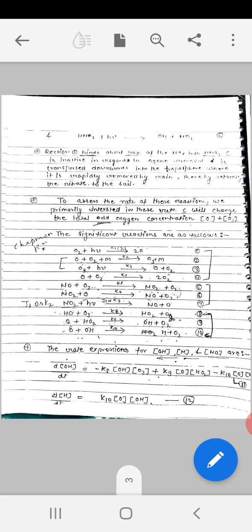The first ones are oxygen and ozone reactions. Now NO plus OH with rate constant K8 gives you H2O plus oxygen, reaction number 8.